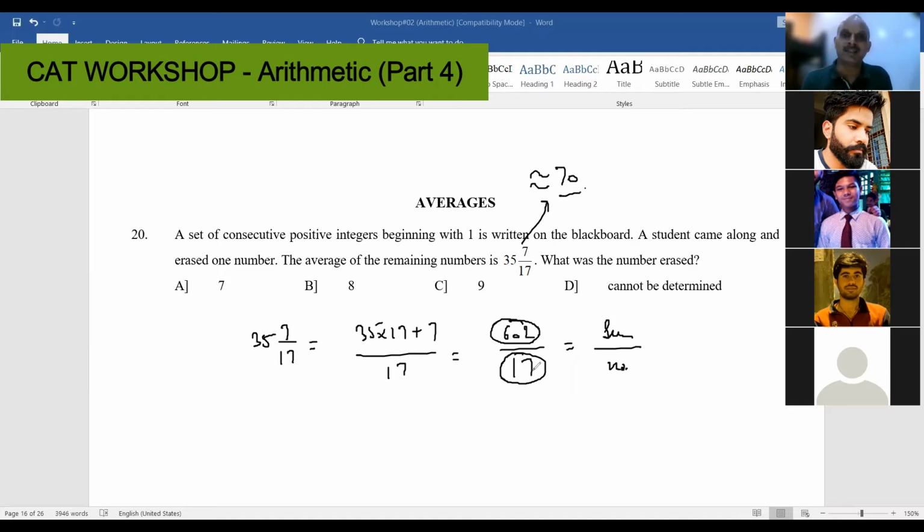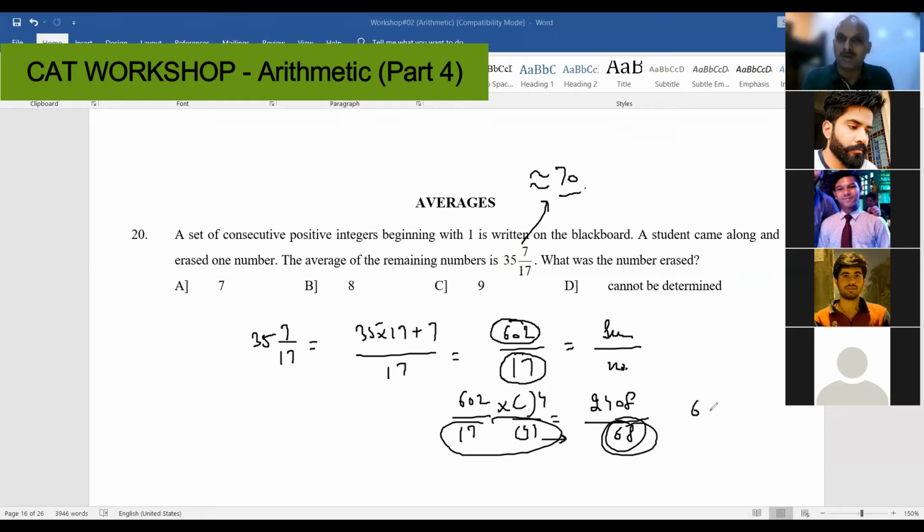And if that be the case, that means some multiplier has got cancelled. Some factor has got cancelled. So 602 by 17 should be multiplied and divided by some number so that my denominator comes as close to 70 as possible. And that is nothing but 4. Multiply and divide by 4, you will have 2408 upon 68. This is closest to 70. The multiple of 17 which is closest to 70 is 68. And so the number of terms earlier, before removing the number, was 69.